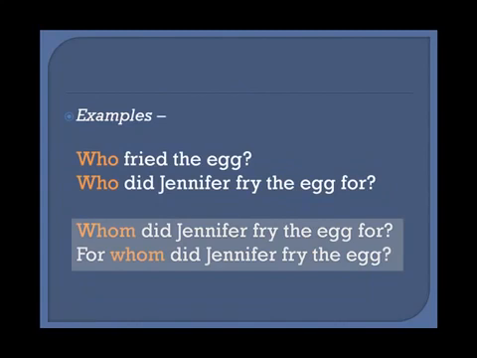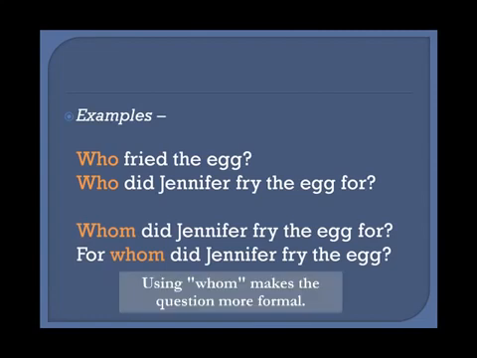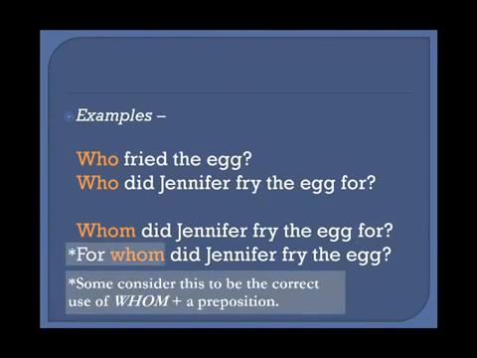In the next two questions, we use whom because we're asking only about the object. Whom did Jennifer fry the egg for? For whom did Jennifer fry the egg? By using whom, we automatically become more formal. Some people believe that it's not correct to end a question with a preposition. So for whom is considered more correct by some.